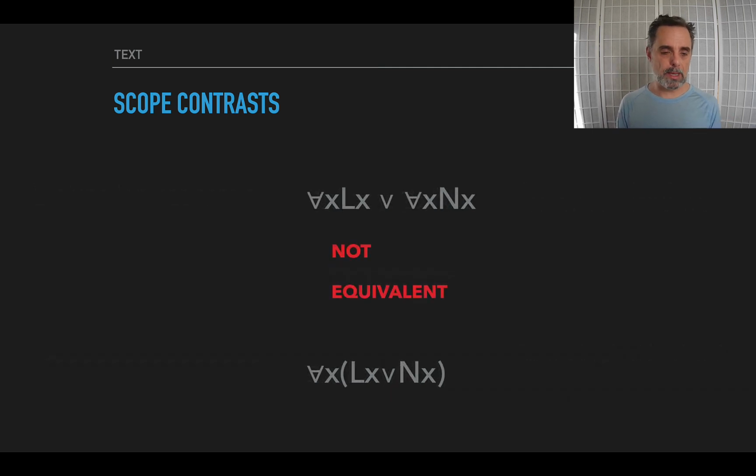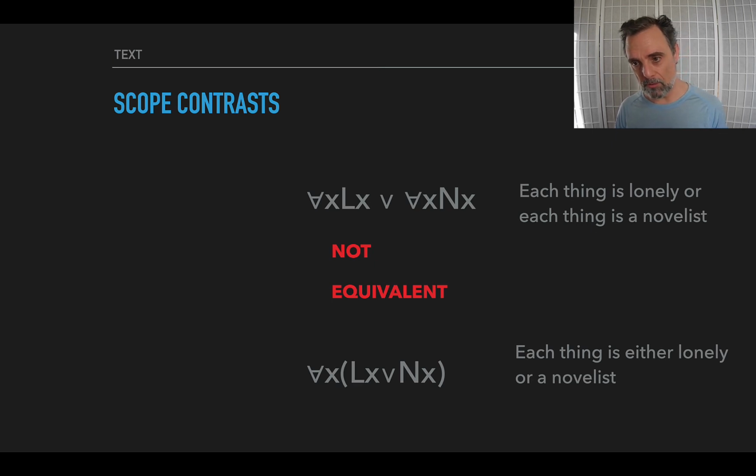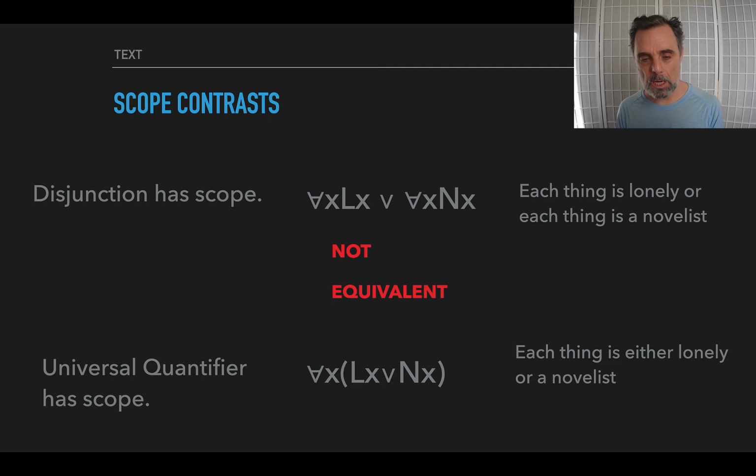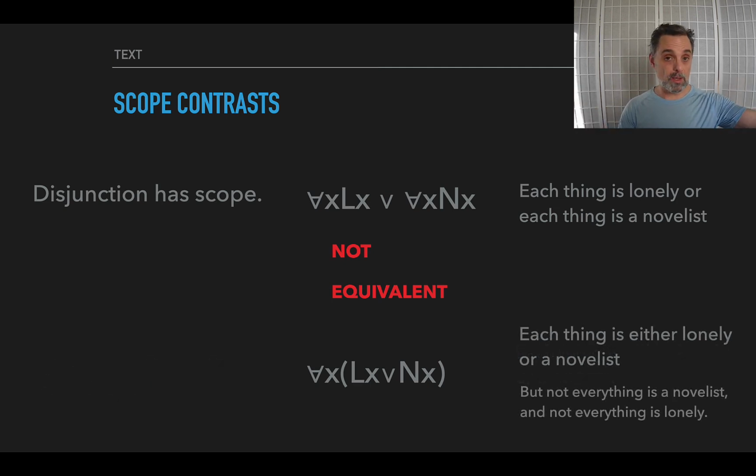Okay, what about all x LX or all x NX versus all x (LX or NX)? Why don't you symbolize these two, and then I'll put them up. The first one: each thing is lonely or each thing is a novelist. It's a disjunction, an or statement with two quantified phrases, each thing. The bottom one: each thing is either lonely or a novelist. So the top one is a disjunction. It has scope. The bottom one, the universal quantifier, has scope. They do not say the same thing. Why not? The bottom one doesn't tell us that either everything is a novelist or everything is lonely. It could be that some things are lonely and all the others are novelists.